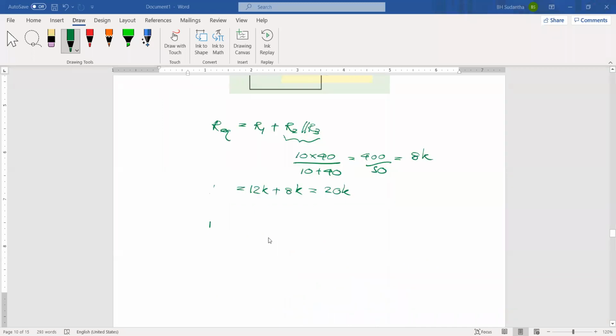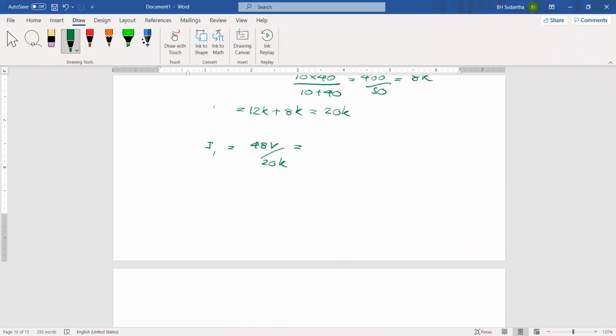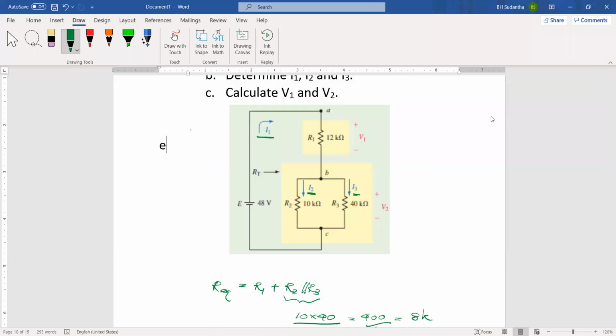We can find I1 easily. I1 is 48 volts divided by 20K. The battery voltage is 48 volts. Then this is 2.4 milliamperes. Okay. Then the total current coming towards this one is 2.4 milliamperes.